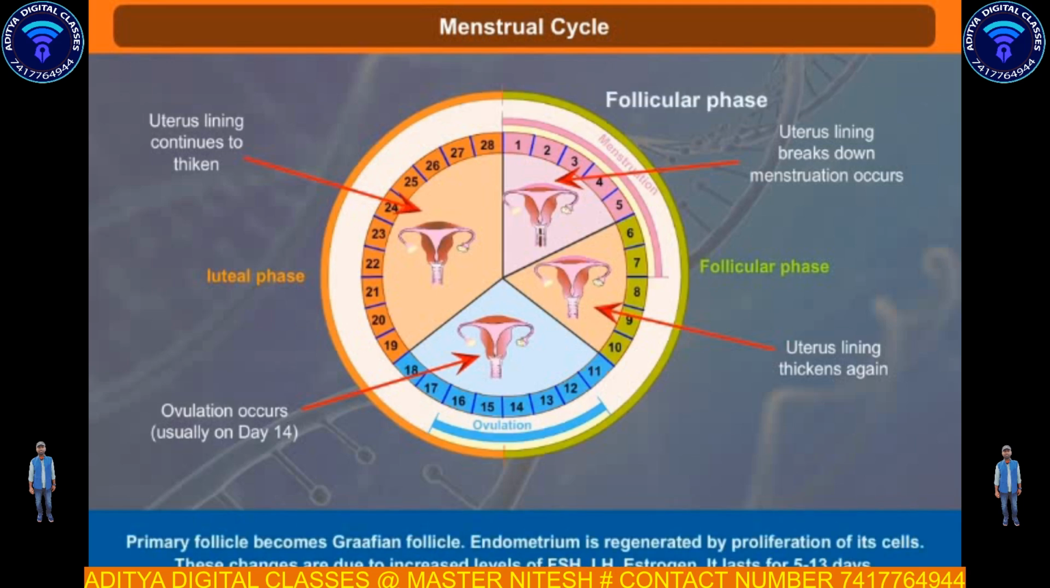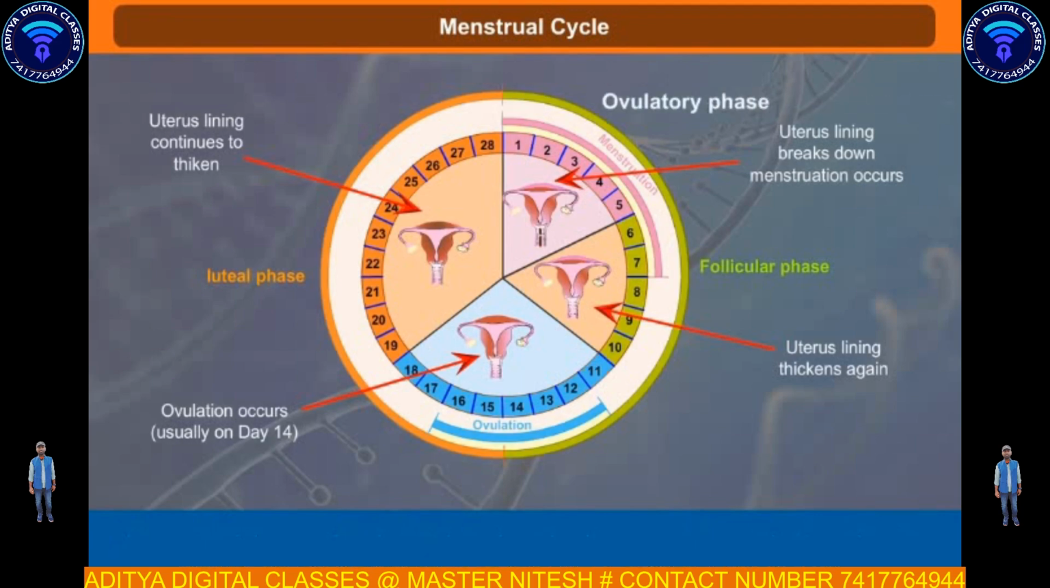Follicular phase. Primary follicle becomes Graafian follicle. Endometrium is regenerated by proliferation of its cells. These changes are due to increased levels of FSH, LH and estrogen. It lasts for 5 to 13 days. Ovulatory phase. Peak level of LH induces rupture of the mature Graafian follicle and release of the ovum, ovulation.